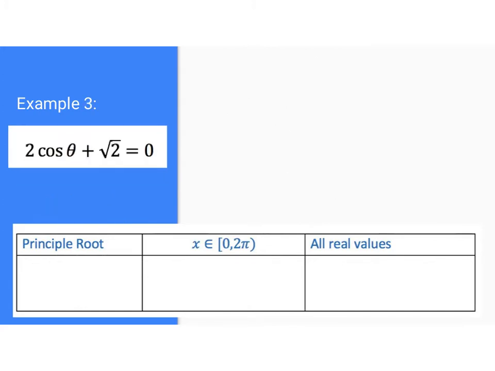Let's look at another example. For this one I have 2 cosine x root 2 equals 0.